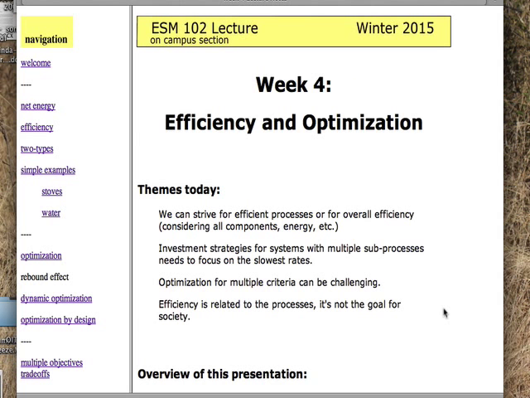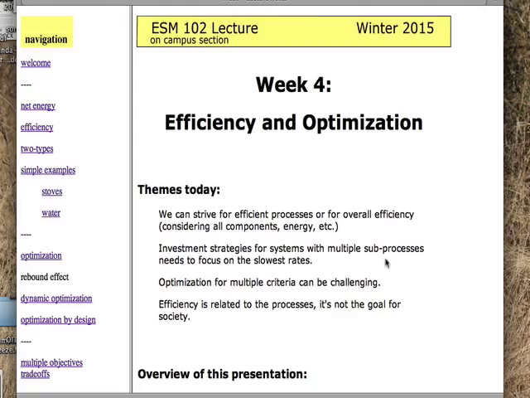Well, welcome to week 4, and we're going to be talking about efficiency and optimization this week. And those two things go together. The themes for today is that we're going to strive for efficient processes, improve efficiency. That's a benefit of technology, but we need to know what we're doing. There's going to be investment ideas, like how do we invest in technologies that are going to serve our purposes.